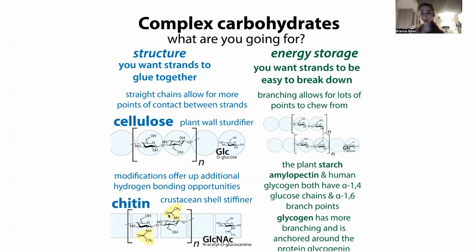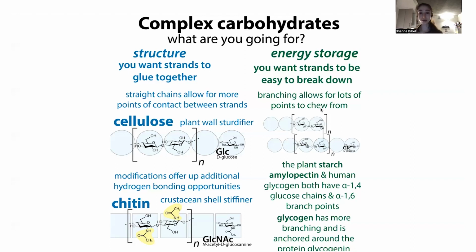Okay, so we don't have cell walls, we don't have shells, but we still need energy. So we still use complex carbohydrates for energy storage, and we use it in a form called glycogen. Plants use a storage form, the starch, amylopectin.